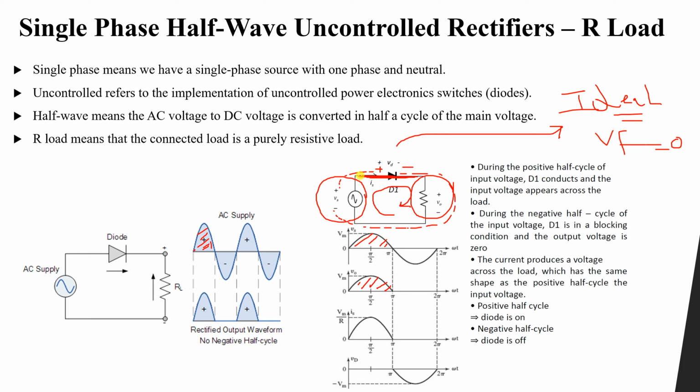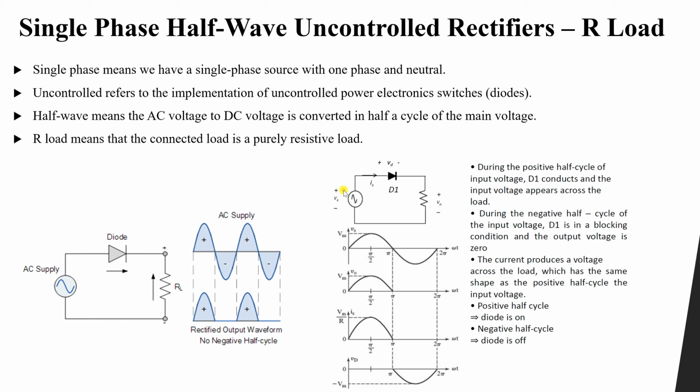Okay, due to the positive conduction, this one has the same voltage similar to the supply. What about the negative cycle? During the negative cycle, the polarity of the supply will be reversed. Negative means that this one will become positive and this one will become negative.